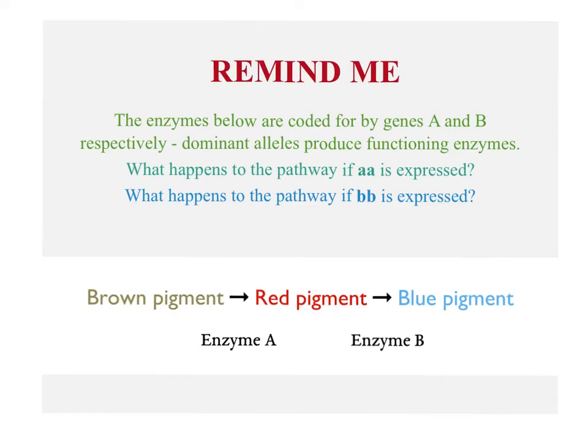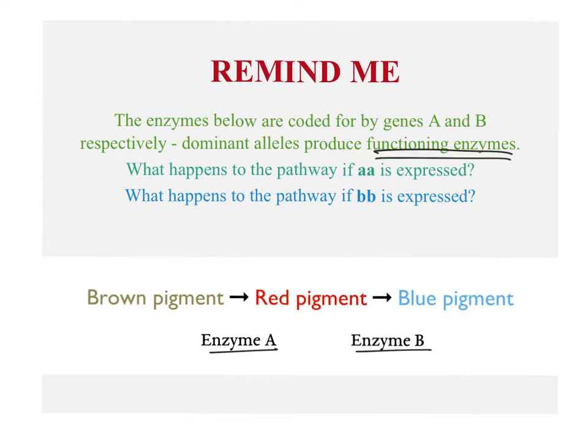Today we are looking at a not too difficult but also not too easy idea and concept of epistasis. So to begin with, have a go at these questions. We've got a flowchart at the bottom showing the transition between a brown pigment to a red pigment to a blue pigment that are controlled by enzymes A and enzymes B. Okay? Dominant alleles produce functioning enzymes.